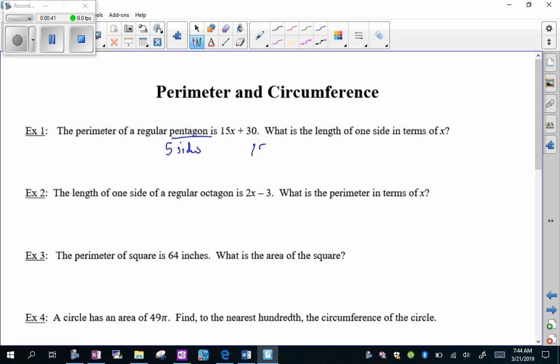So we're going to have 15x plus 30 divided by 5 because we want to find the one side. Just remember that you're going to divide each term. So that's going to equal 3x plus 6. And that's our answer.